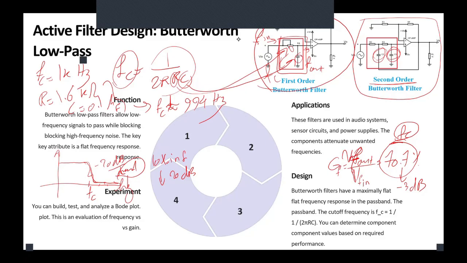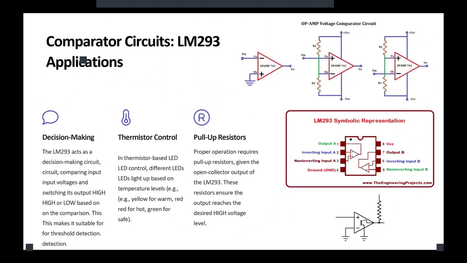Now we are stepping into a different kind of behavior for op amps, which means comparators, and we are using the LM293. The decision making, not like human, more like digital logic, is where the comparators come in. Think of a comparator like a tiny, high speed judge. They don't care how big your voltage is. They just want to know which one is bigger between the two inputs.